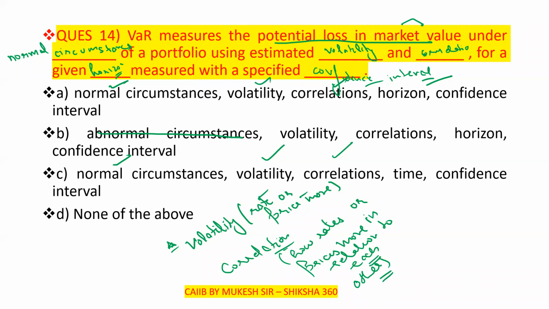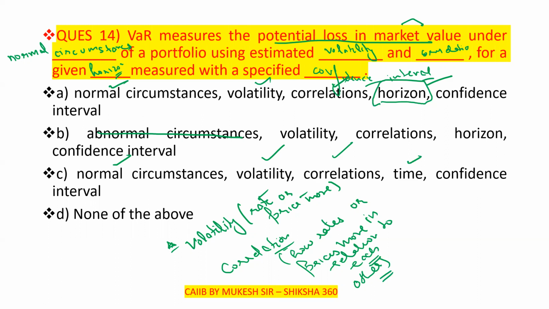So here, time is also a word, but the more correct word is horizon. Time is not an appropriate word here; horizon is more appropriate. Please remember all these things.